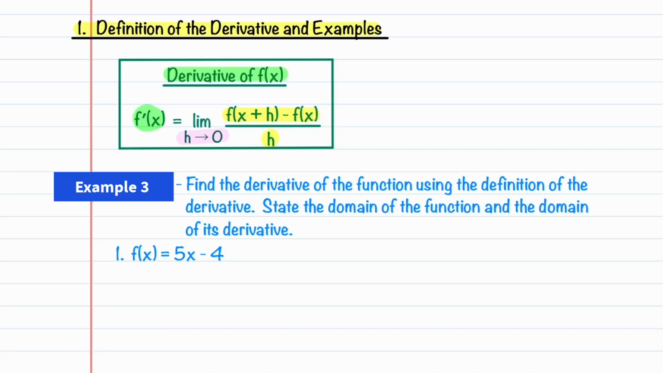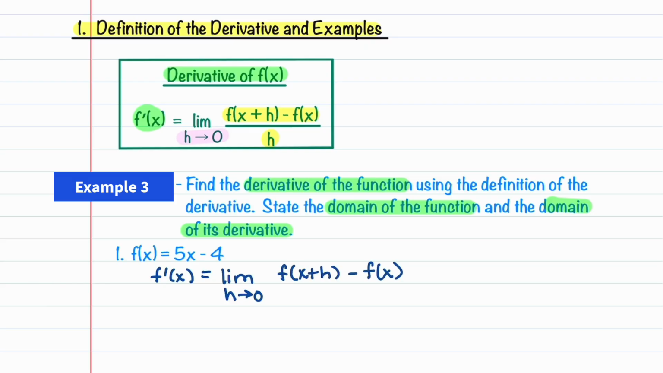Let's now walk through some examples where we're going to find the derivative of the given function using the definition of the derivative. We're also going to state the domain of the function and then the domain of its derivative. I'm going to begin by writing down the formula for the derivative. f prime of x is equal to the limit as h approaches 0 of f of x plus h minus f of x, all divided by h.